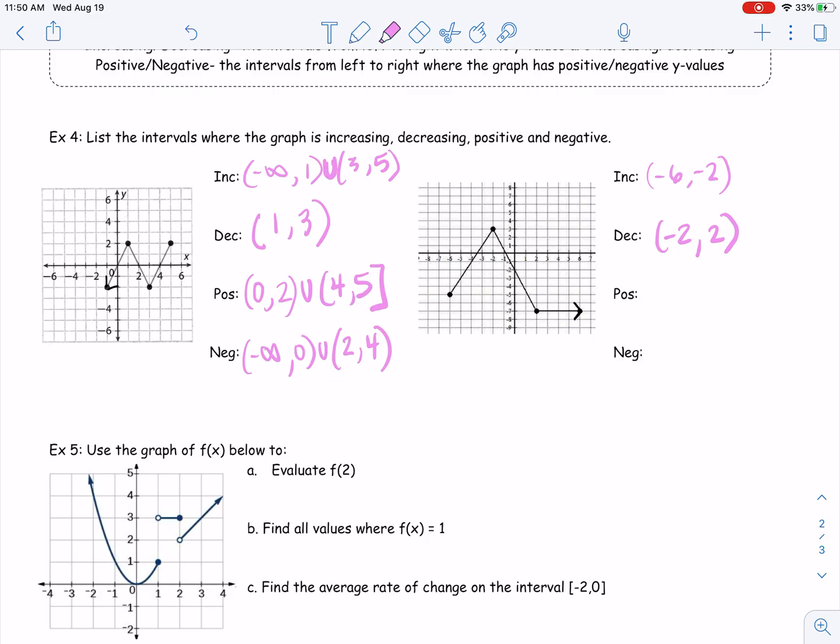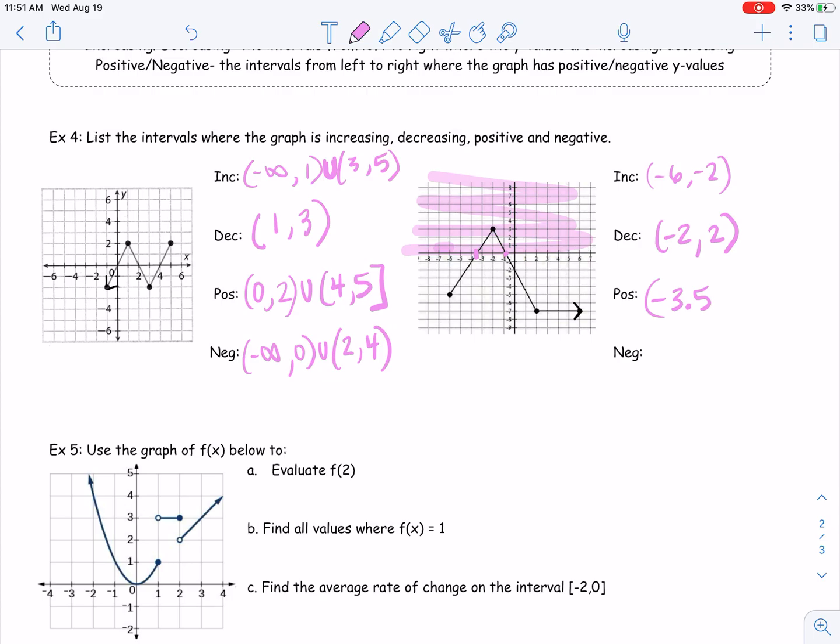Positive intervals. We want to know anything above that x-axis is positive. So what's my x values? Well, it crosses that x-axis right here at negative 3.5. I'm going to use a parenthesis because that y value is 0 and 0 is not positive. So from negative 3.5 till what?